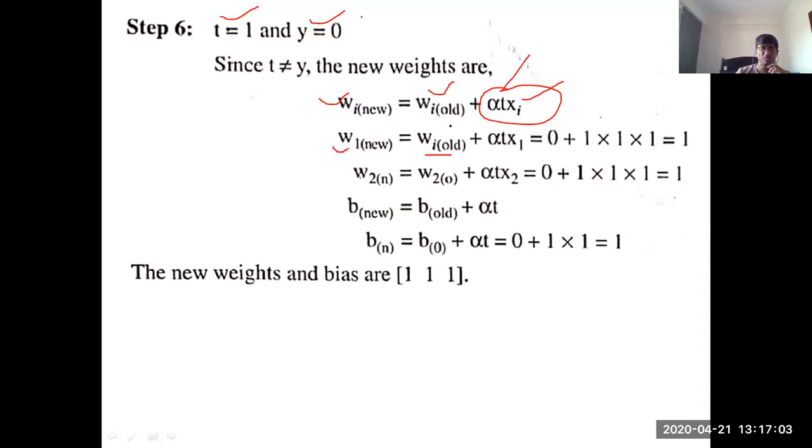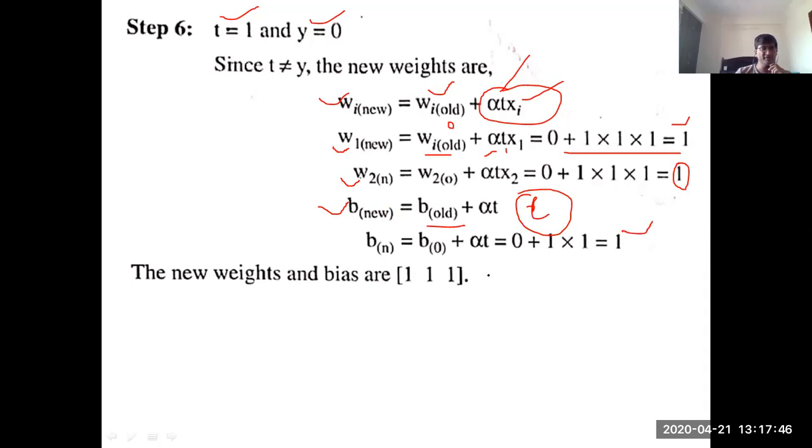W1 old was 0, because we initialized every value with 0, and alpha we have taken as 1. Then the target value was 1, and the input was 1, so we get 1. So the new weight is 1, and similarly W2 also comes out to be 1. The new bias value is the old value plus alpha t. Why is x missing? Because for bias we take the input as 1, so only the weight value gets updated. So the bias value also becomes 1.